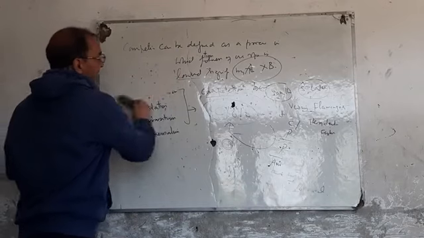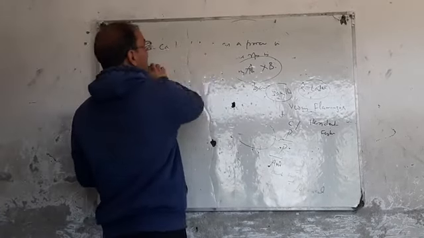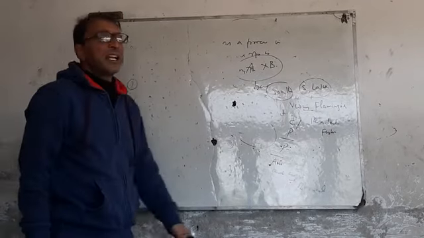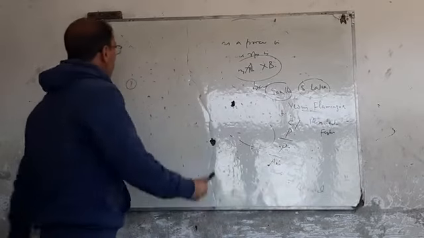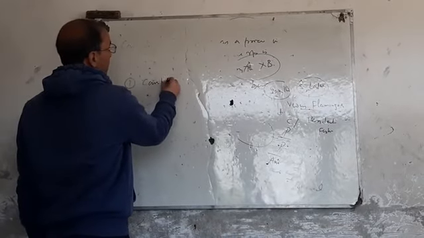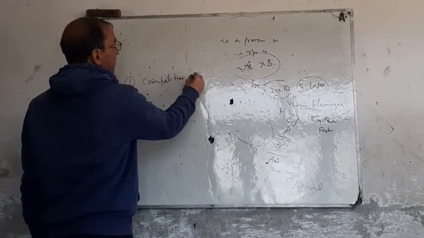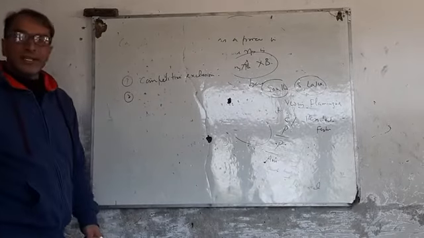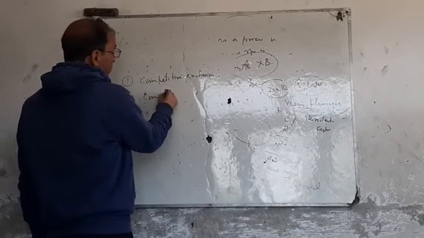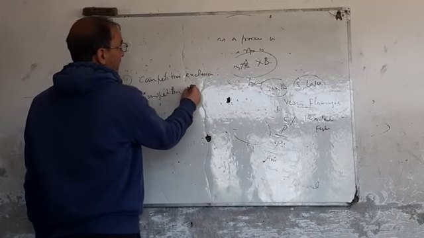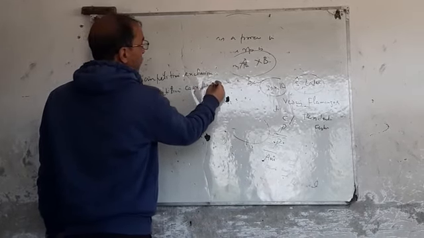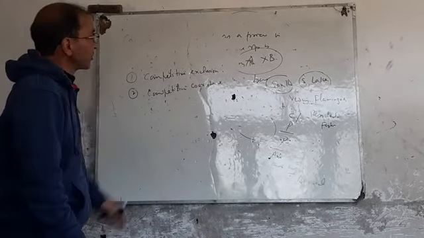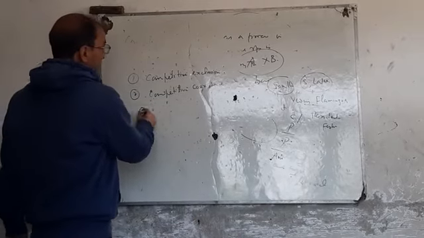Let's now discuss the examples of competition. There are many examples of competition. One common example is competitive exclusion. Number two example, competitive coexistence. These are two main examples of competition. Now come to the first one, competitive exclusion.